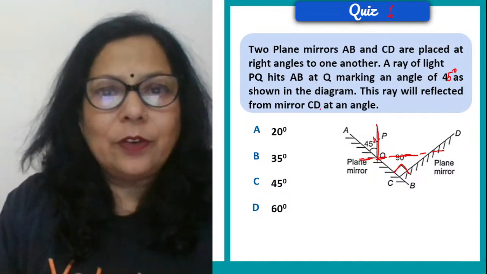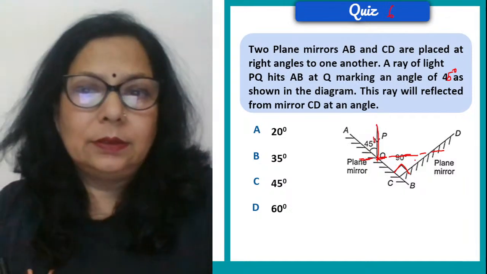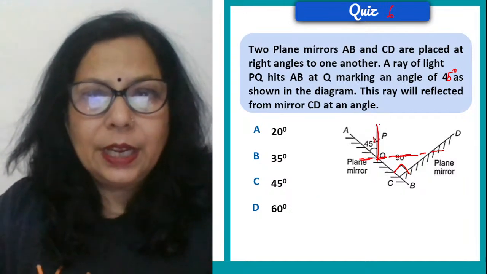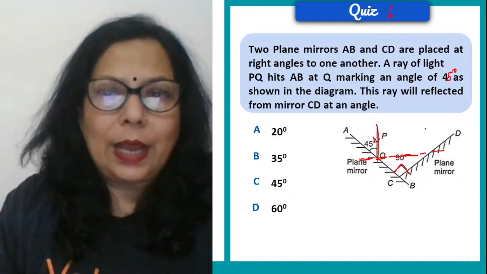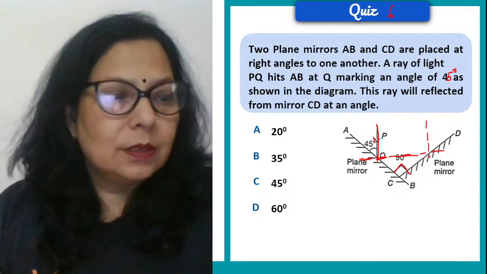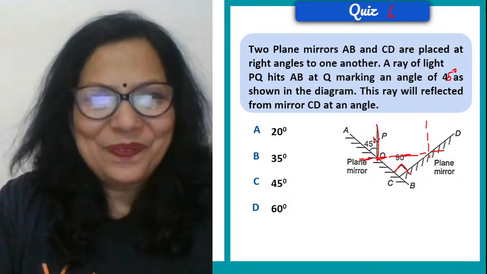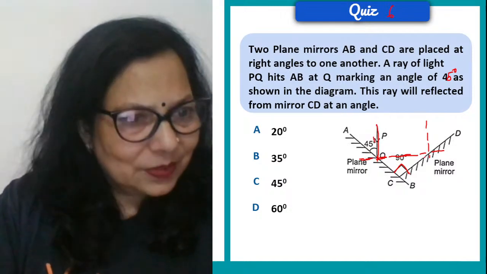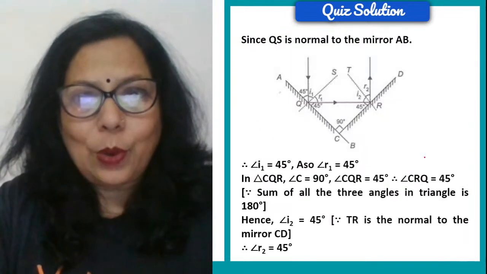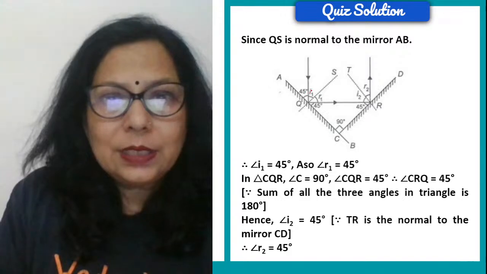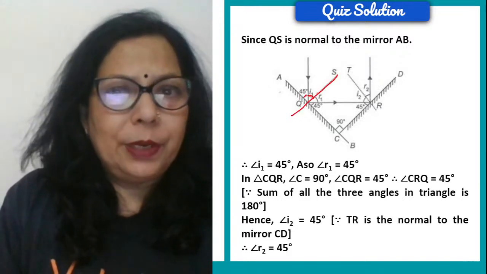This ray will be reflected from mirror CD at an angle. Come on. This ray is incident on this. It will be reflected from CD at what angle? Yes. Come on. All of you say 45 degree. Yes, Jamil, you were the first one. It is 45 degree. Why? See the diagram. This is the normal. Normal means 90 degree with the mirror.